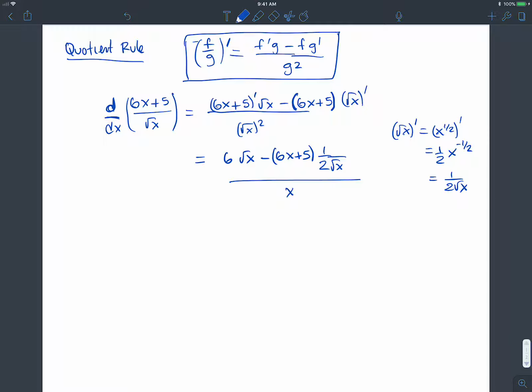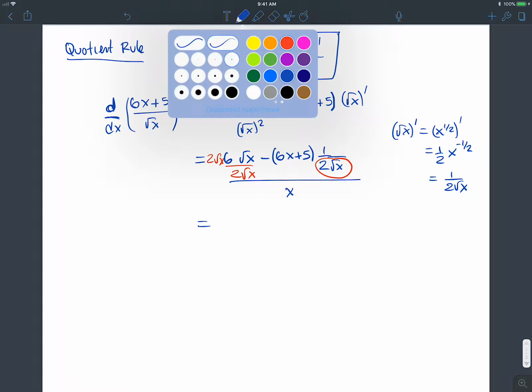Okay, so now I'm done. I'm going to write this down. This would be the correct answer, but of course it is not simplified. So let's work this out a little bit. I'm going to use this as my common denominator in here, so I'm going to multiply this one top and bottom by that. Correct?